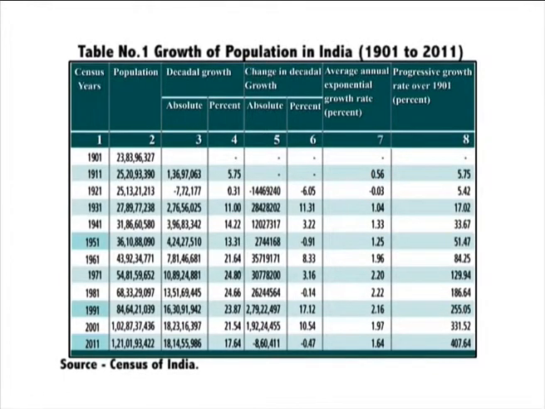The table also shows other indicators of growth of population in India during the period 1901 to 2011. These indicators are the decadal growth rates, the average annual exponential growth rates, and the progressive growth rate over 1901 in each census year. The table shows that since 1931, a growing number of persons was being added to the Indian population, and this process continued till 2001. It is only in 2011 that fewer people are added to the Indian population as compared to the previous decade. The changes in decadal and exponential growth rates of population in India can also be observed from the next two figures.